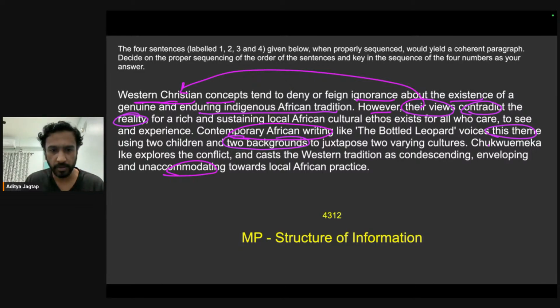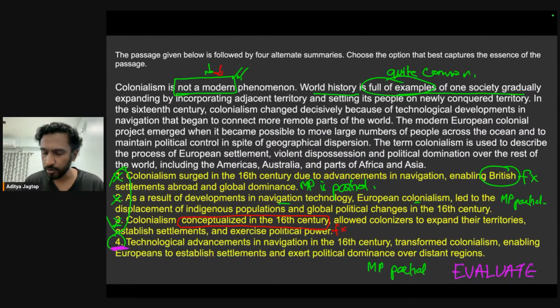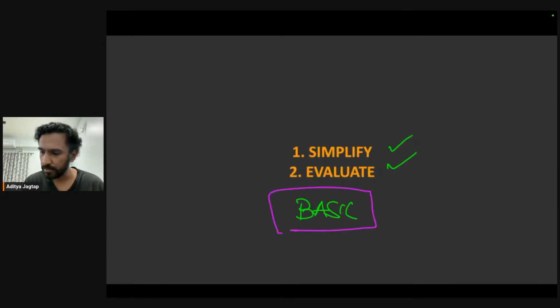All right, so 4312 is the correct sequence. So what I tried to do today from the two questions that I've solved so far is try to highlight this idea of what is required for 99 percentile. So let me actually go through that first in one location for all of you.